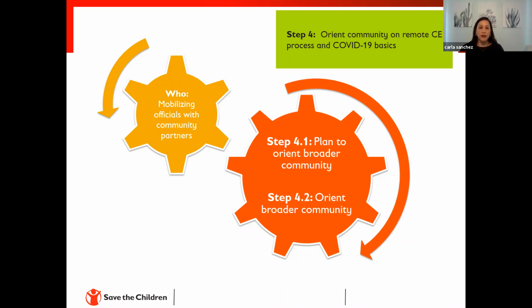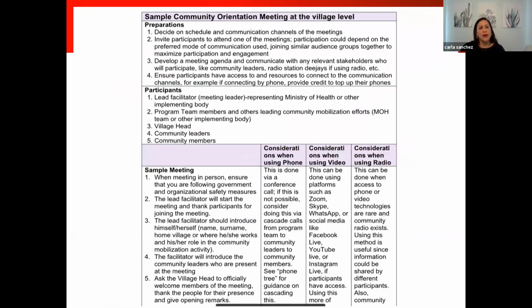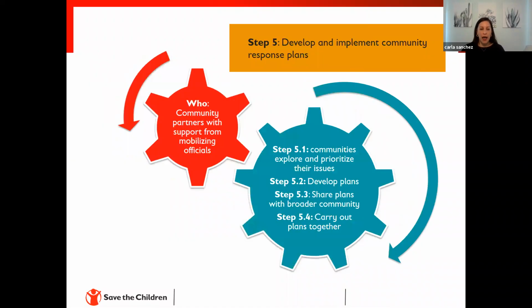And even though they're the ones who are leading this, the partners, such as Save the Children, would still be behind the scenes to provide any support as needed. And here's an example. We have a sample community orientation meeting at the village level with preparations, your participants, and the sample meeting process. But then to the right here, we have 3 different considerations for how you would carry that out if you had to carry it out by phone, by video, or using radio. And most of our tools have a breakdown of how you would carry out that specific activity around phone, video, or radio.